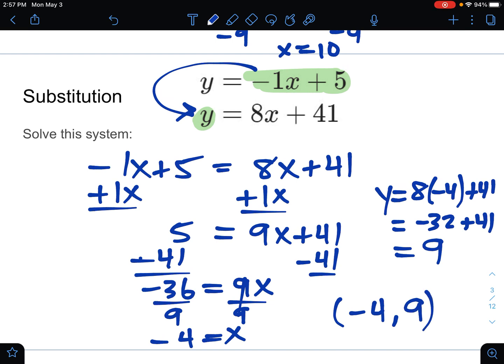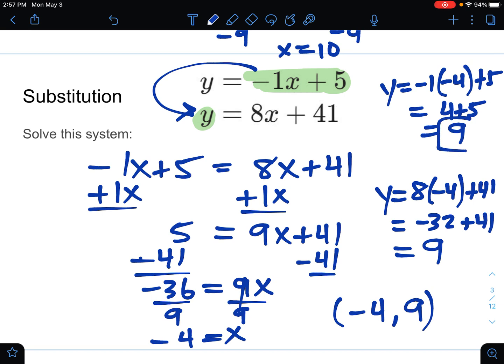You could, again, use either equation. I could have used the first one. It actually would have been easier because the two negatives are going to cancel here. So y would have been negative 1 times negative 4 plus 5. A negative times a negative is a positive 4, plus 5. And that's actually a little bit easier to do in your head, 4 plus 5 versus negative 32 plus 41. So either way, it's 9. As I said, you can plug into either equation in order to get the other coordinate for our solution. So that's 3 examples of how to use substitution in order to solve a linear system of equations.